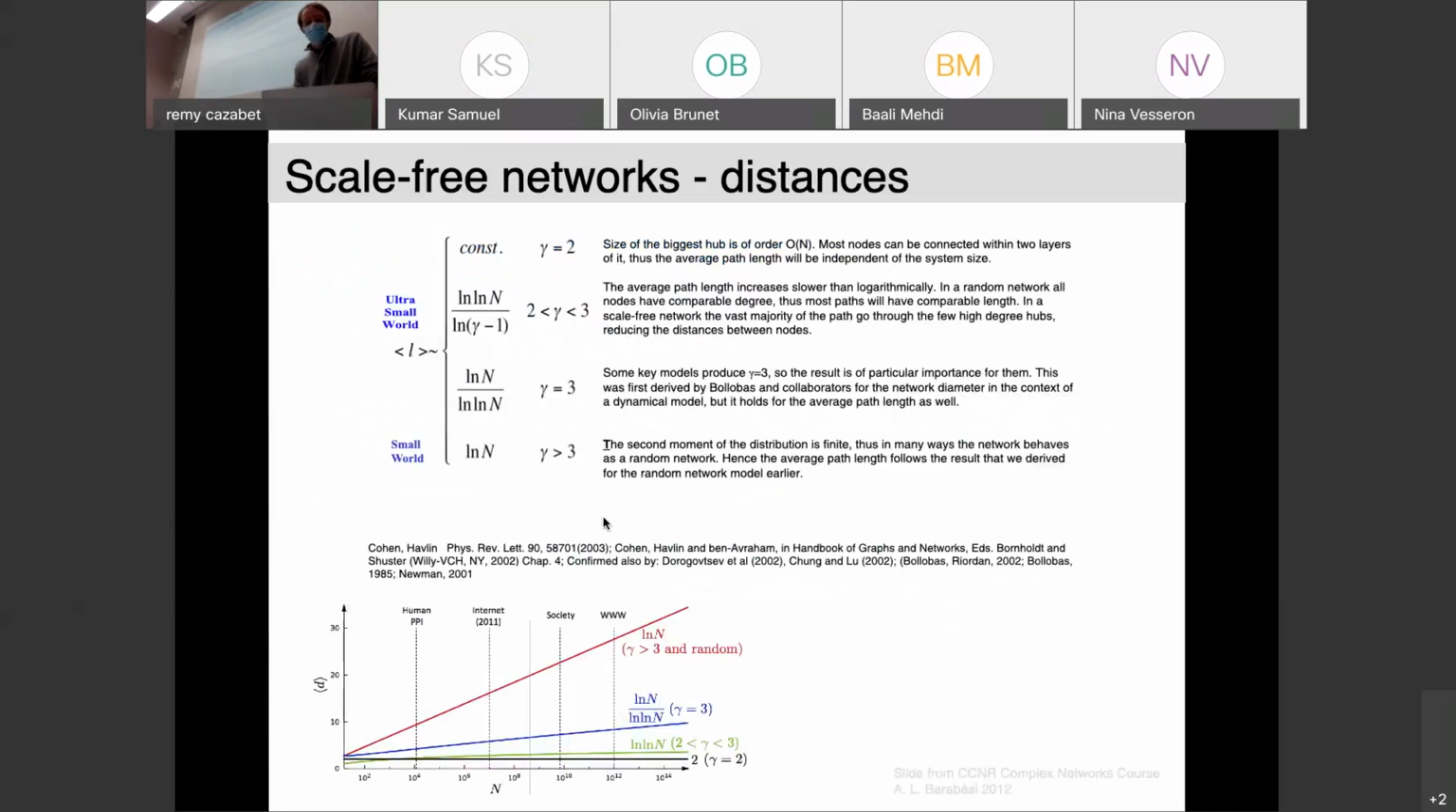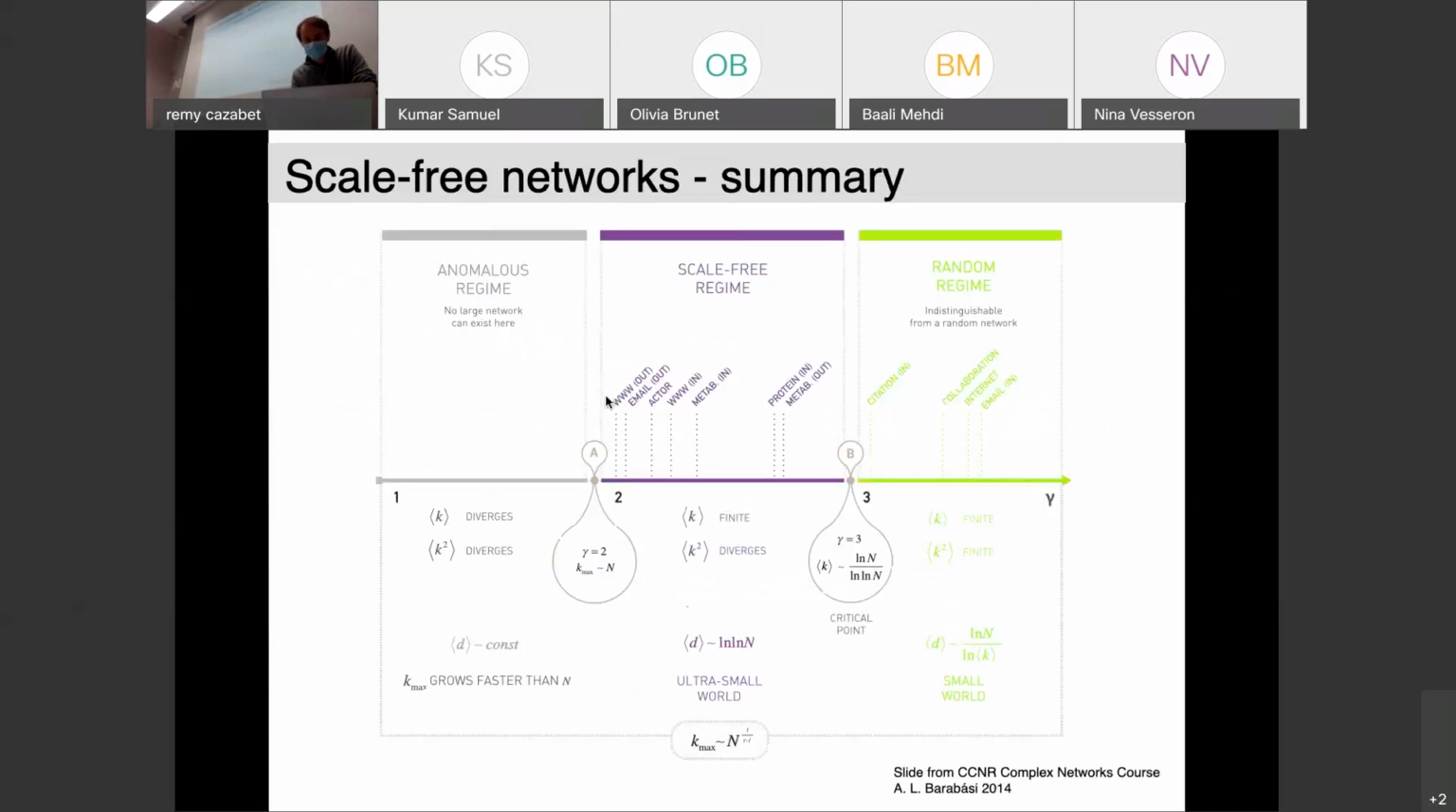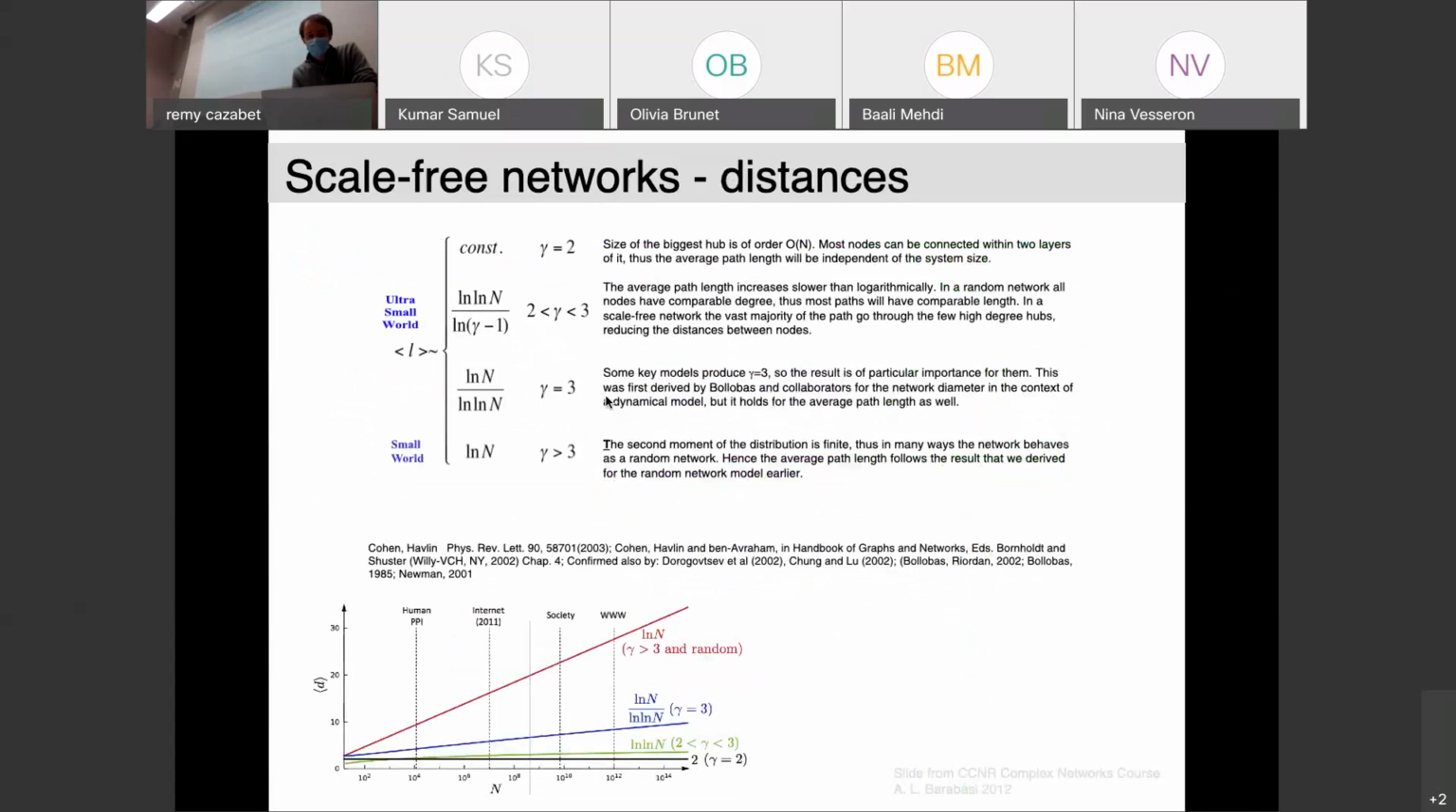Finally, the scale-free. So maybe I have to move to the last part, but we can show. It can be shown that the average distance in random networks depends on the exponent. So if your exponent is 2, the average distance is nearly a constant, because this means that basically you have a node which is connected to everyone. So if you have a node connected to everyone, the average distance between everyone is 2. Because you just have to go to this giant hub and come back to any node.